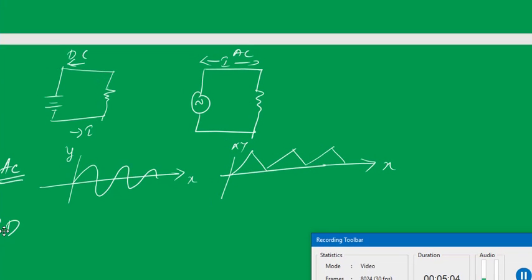For DC, you can clearly see it as a straight line. There is no fluctuation, just a straight line. Okay, this corresponds to DC current. So that is the difference between the graphical representation of AC and DC.